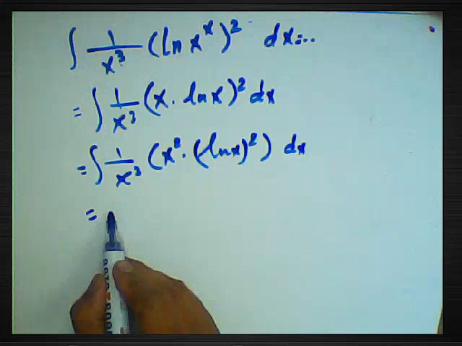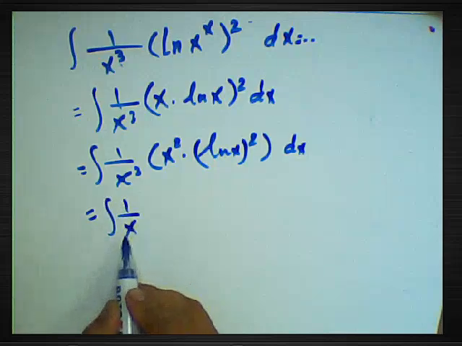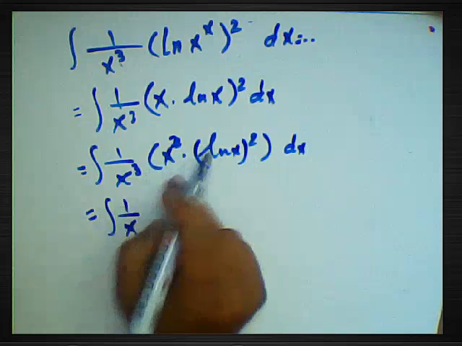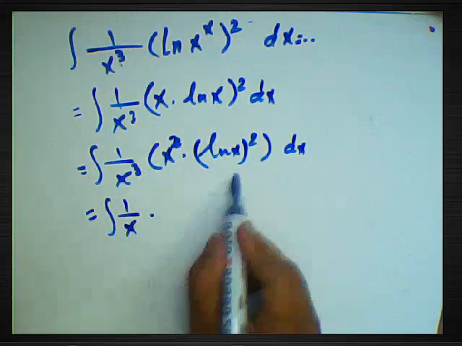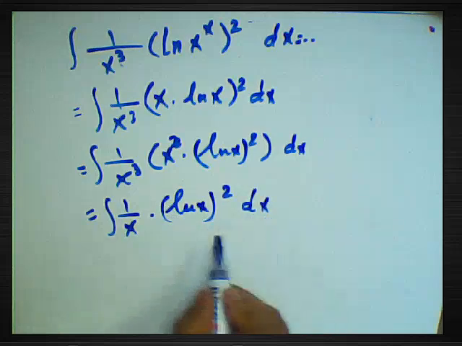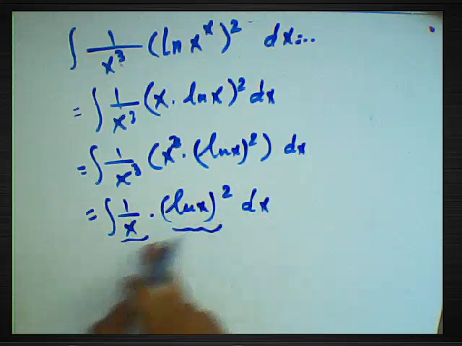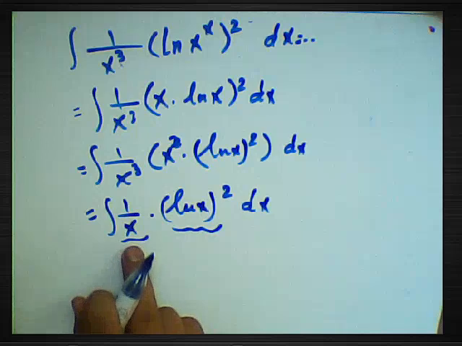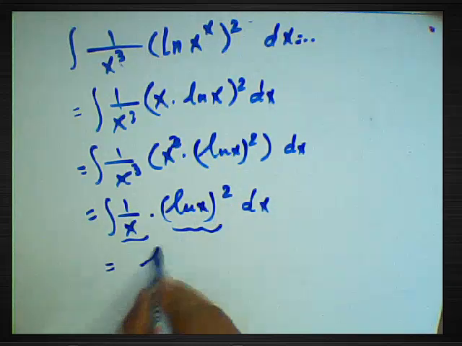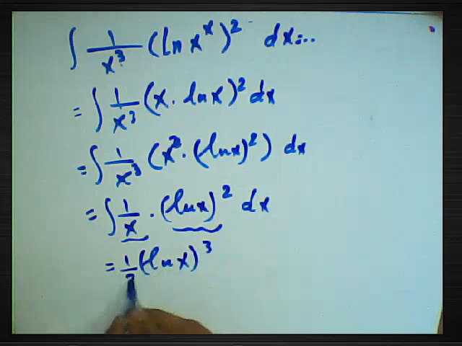The result will be the integration of 1 over x^3 and x^2 here, cancel them. It will be 1 over x times this function (ln x)^2 dx. So we have a function and the derivative of the function behind it, so we must cancel the derivative here and add 1 to the power and divide by the new power. So the result will be (ln x)^3 divided by 3 plus constant.